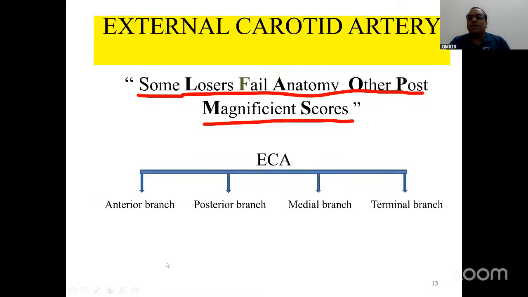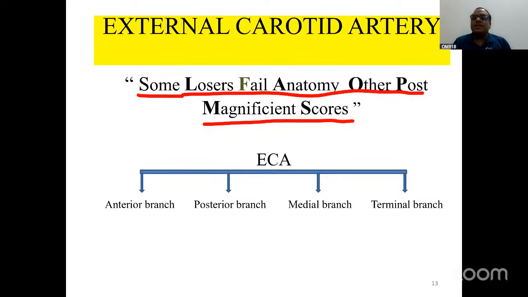So please remember a mnemonic. First of all, the external carotid artery has got 8 branches. So this is a mnemonic: Some losers fail anatomy, other post magnificent scores. Again, if you learn it 2-3 times and write it down in your book, it's very easy to reproduce. So these are 8 words.